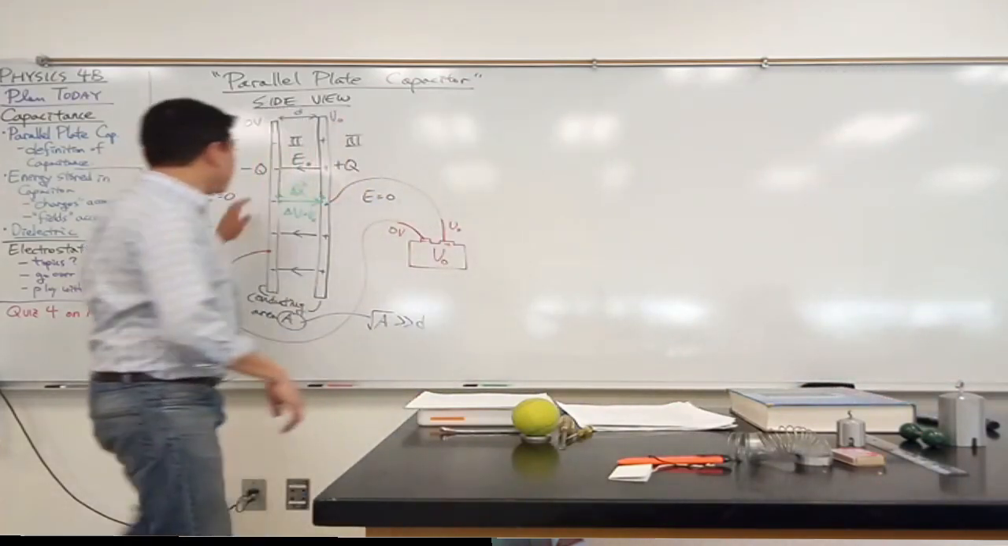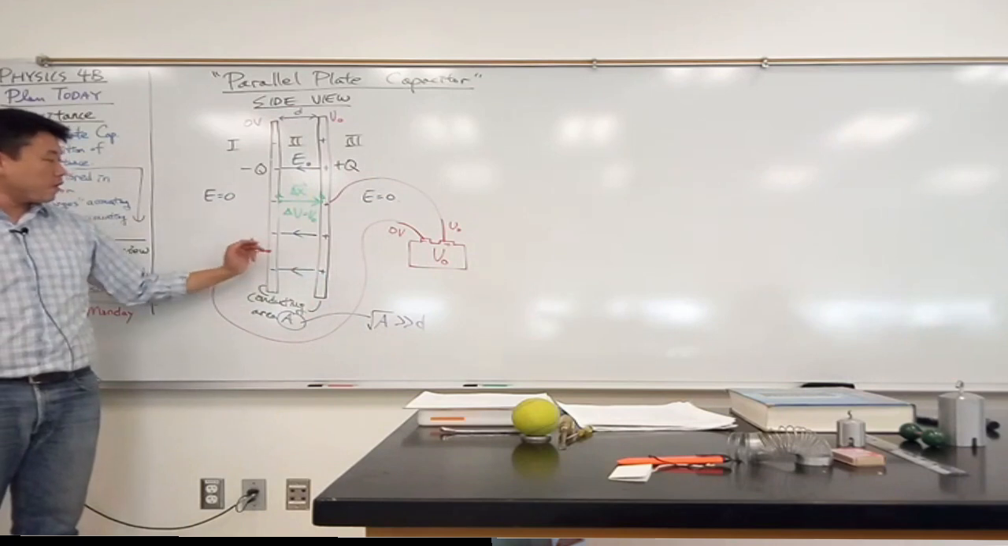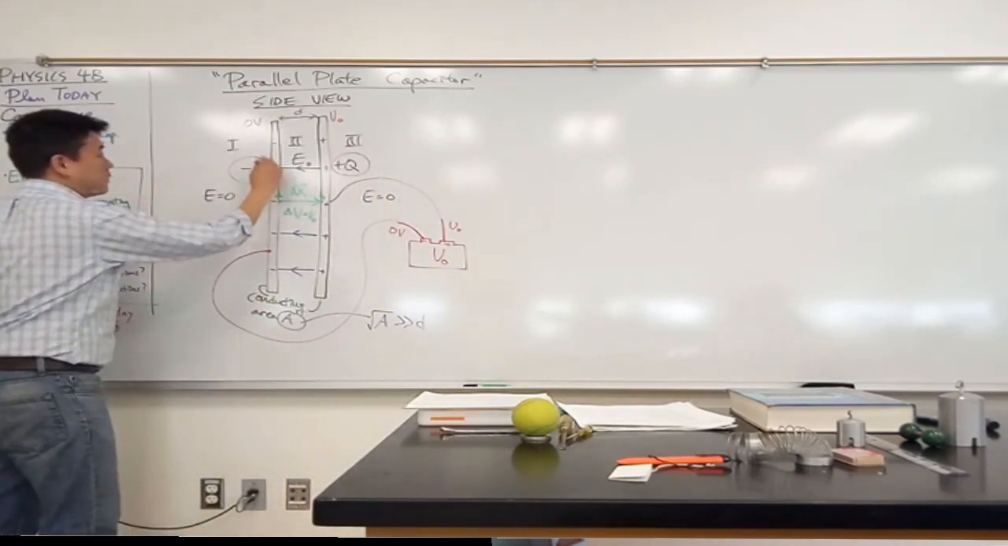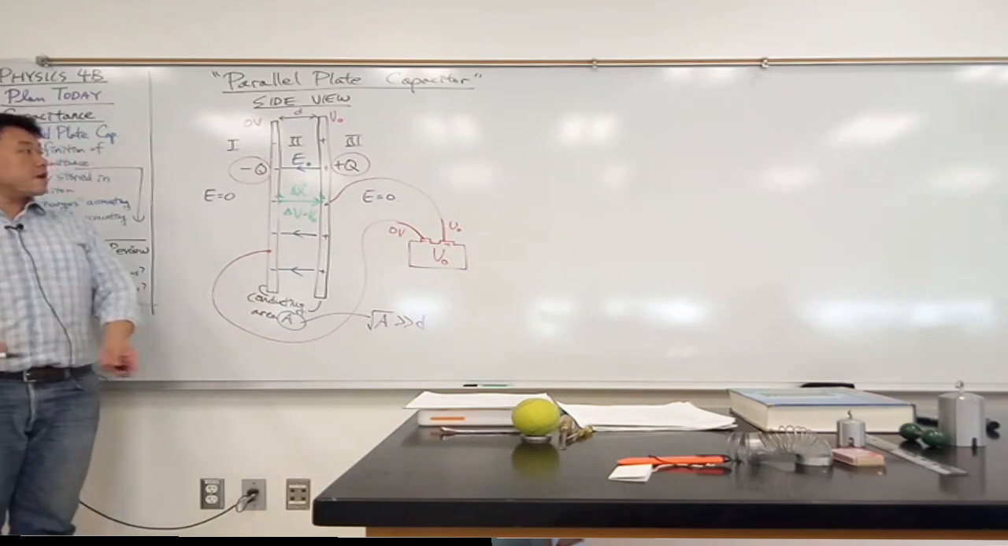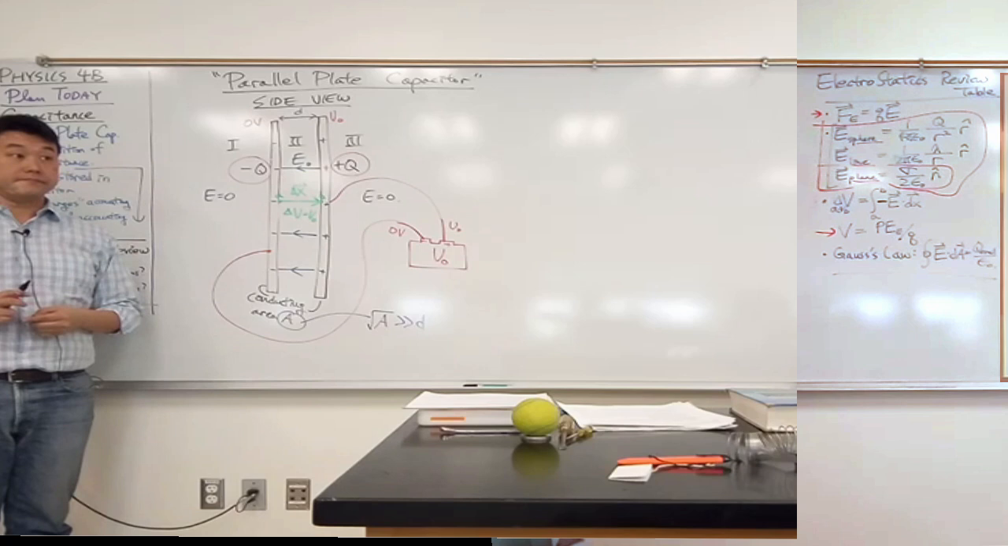So if you're just looking at this setup, this is the typical capacitor setup. Some voltage is set across the two plates, which results in charges being stored on the plates. What would you look at to say, this is how I know this thing is storing energy?